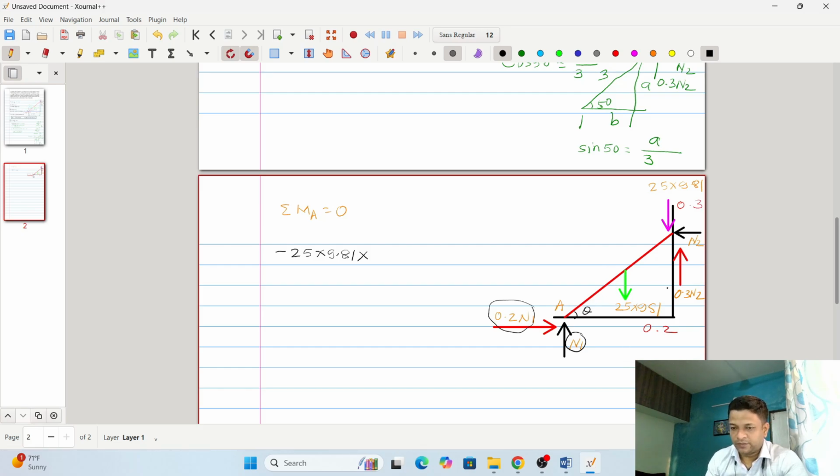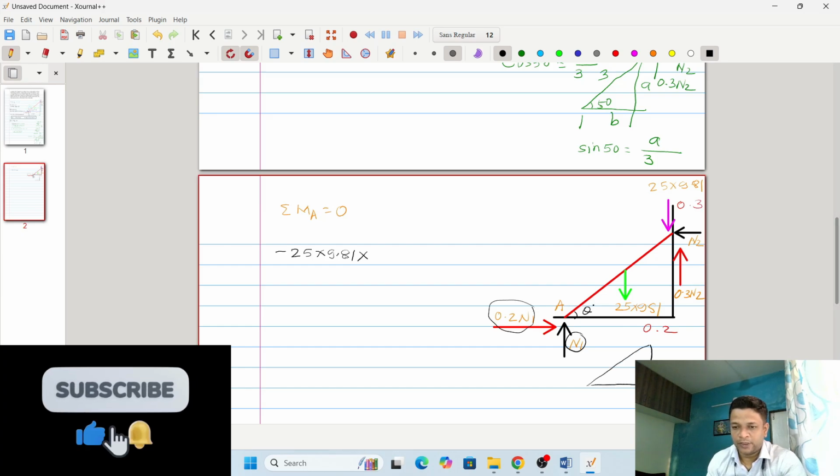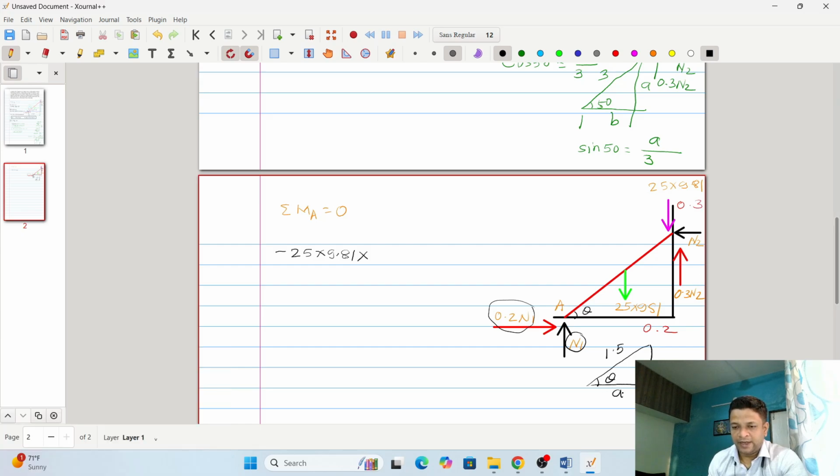So this triangle here is like this. This is the vertical line, this is the horizontal line, and this is the hypotenuse. This is half of the length, because the weight force acts at the midpoint of the ladder. This is angle theta, and this is the required distance A, which is the perpendicular distance. So cos theta is equal to adjacent divided by hypotenuse, so A divided by 1.5. So A here is 1.5 into cos theta.